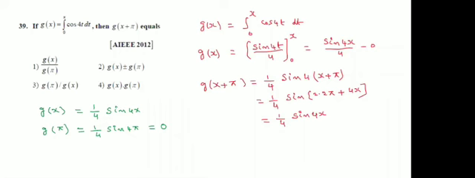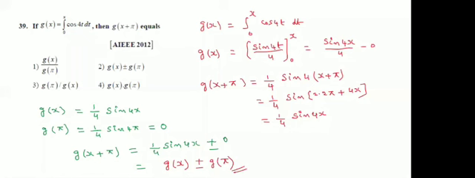Now, finally, by observing the question and answer, g of x plus pi, how much is this? 1 by 4 sine 4x plus 0 minus 0. Anyone can write: 1 by 4 sine 4x means this is g of x, plus or minus 0 means g of pi. This is the answer. Which option is correct, students? Second option.